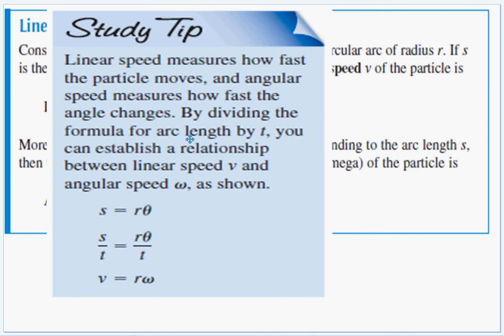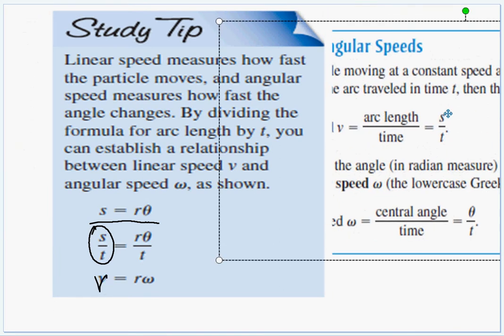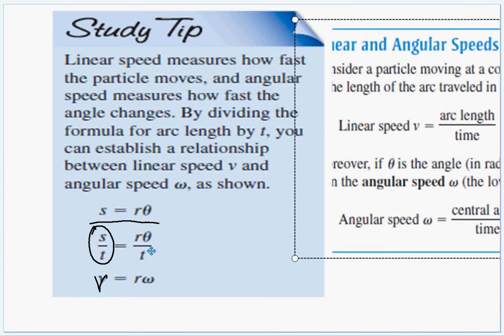By dividing the formula for arc length by t, so here's our arc length formula, S equals R times theta. By dividing both sides by t, we can establish a relationship between the linear speed and the angular speed. So S divided by t, well, that's our speed we just saw here. S divided by t is our linear speed, and that's equal to r, the radius of this circle, times the angular speed, omega.